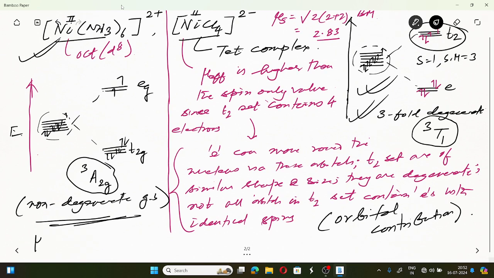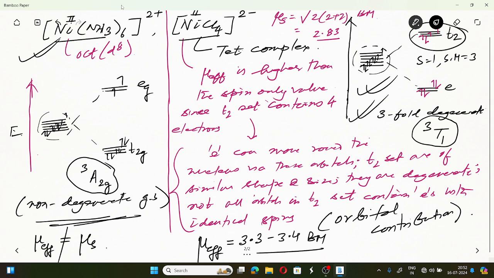তাই তো আমরা এক্সপেক্ট কি করছি, মিউ এফেক্টিভ শুড বি ইকুয়াল টু মিউ এস স্পিন অনলি ভ্যালু, কিন্তু সেটা হয় না। ঠিক আছে, তার মানে আমরা এখানে যেমন দেখছি যে magnetic moment is higher than the spin only value, and you'll find that this will be somewhere around 3.3 to 3.4 Bohr magneton. ঠিক আছে, 3.3 to 3.4 Bohr magneton.